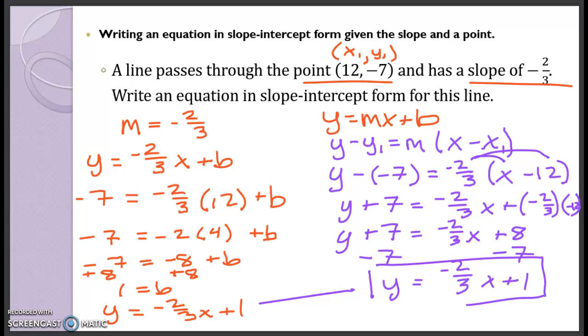Okay? A good way to check might be to do both methods. Another way to check would be to stick this in your calculator or graph it and see if this line goes through the point (12, -7). That is writing an equation in slope-intercept form given the slope and a point.